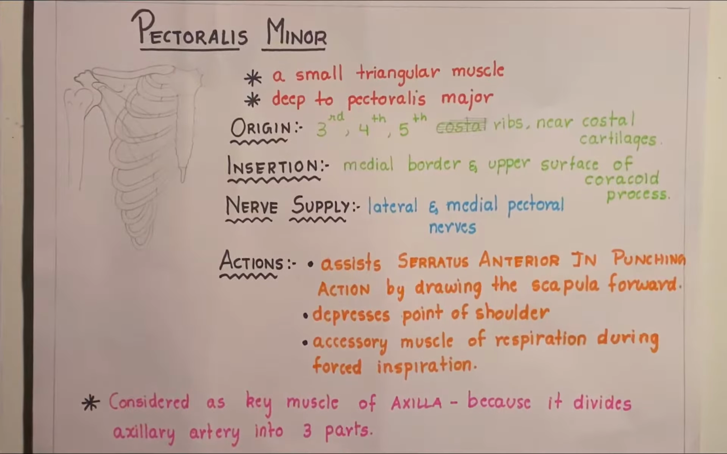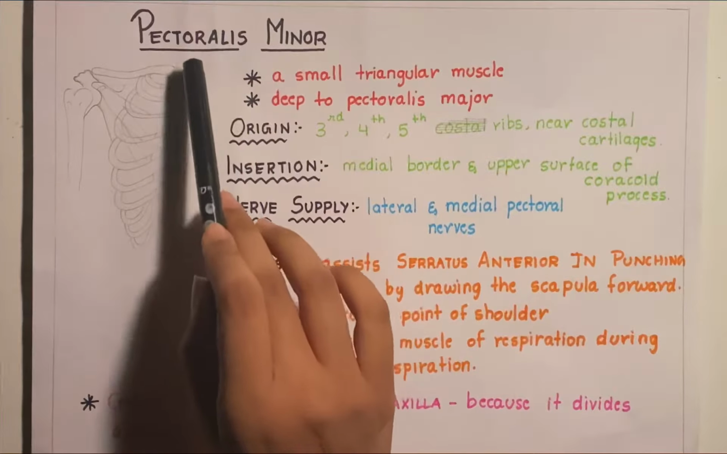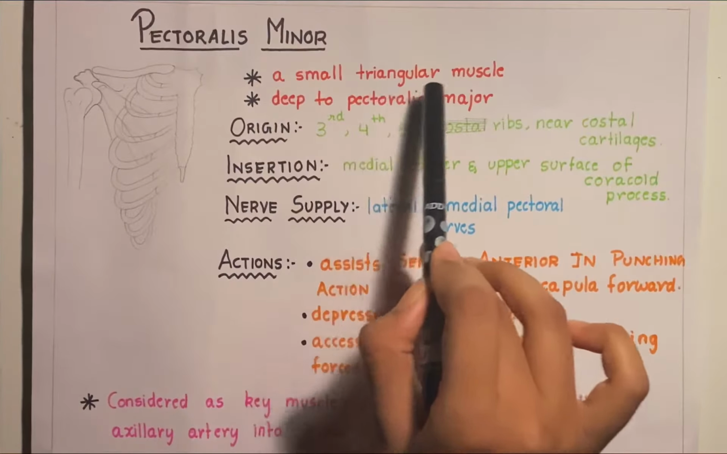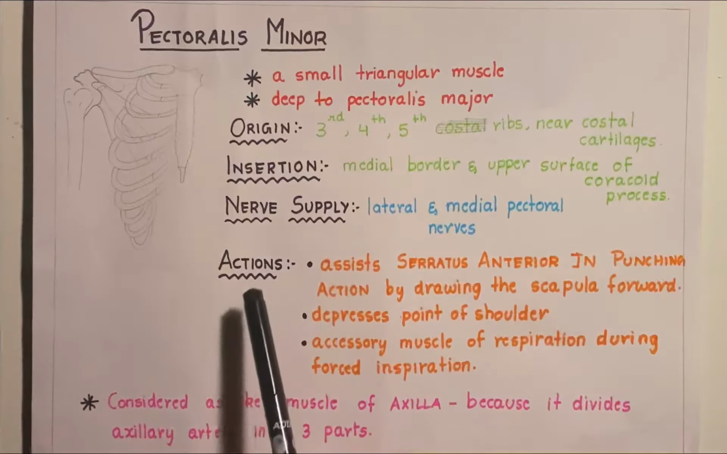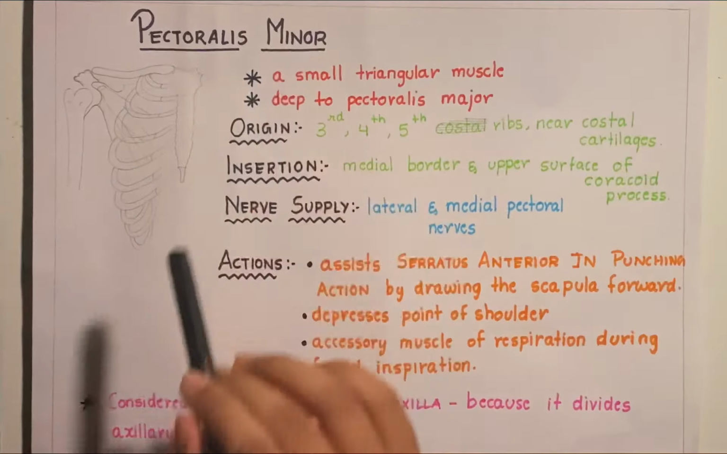In this video, we are going to learn about the pectoralis minor muscle as well as the subclavius. Now, coming to the pectoralis minor muscle, as the name suggests, it is a small triangular muscle located deep to the pectoralis major muscle. That is, when you're dissecting the chest region, the very first muscle which you come across is the pectoralis major muscle. Then, when you reflect this pectoralis major muscle, that is when you come across the pectoralis minor muscle.